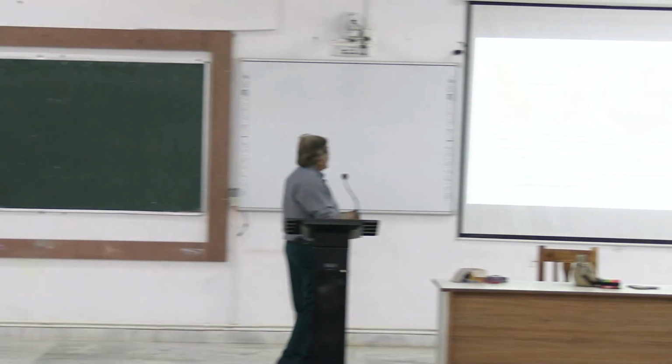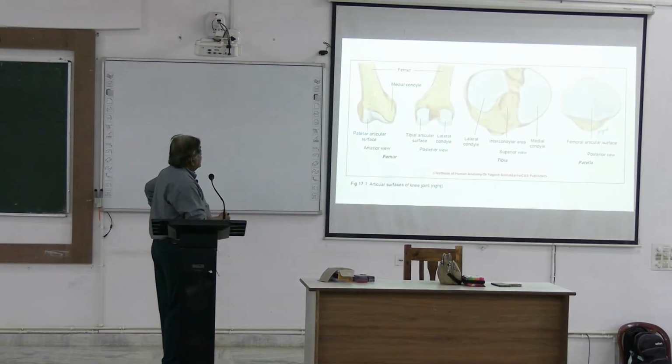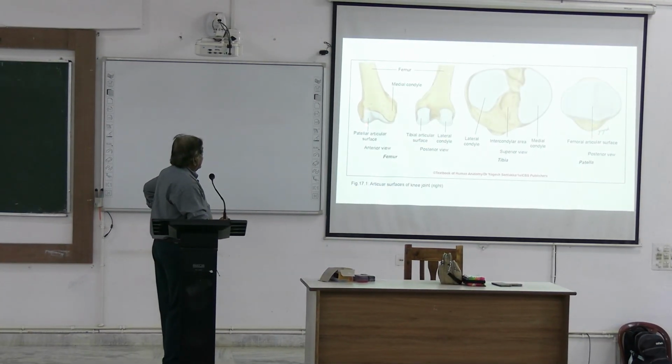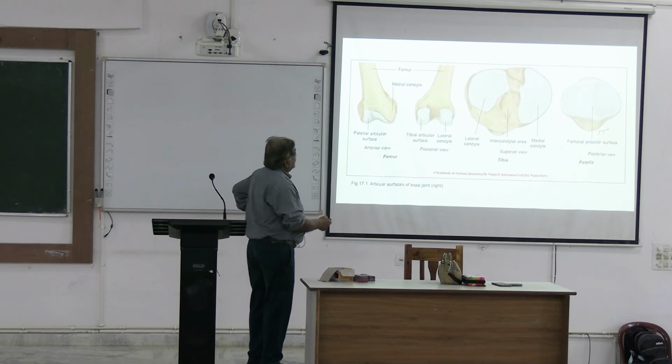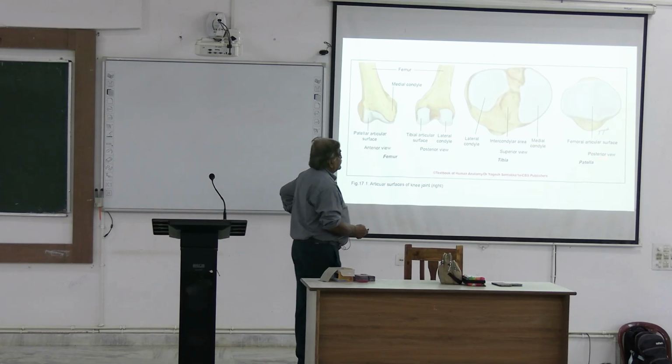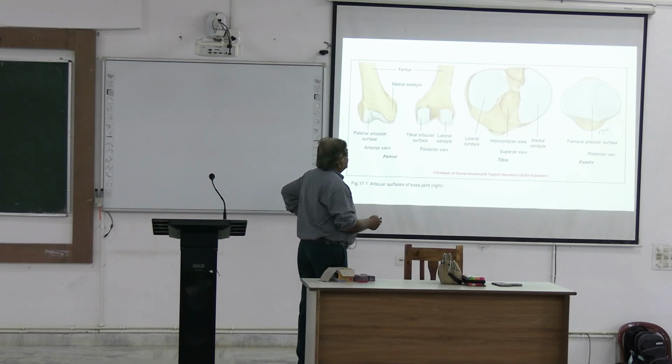See, this is the part. This is the medial condyle, patellar articular surface, tibial articular surface, lateral condyle. Okay, this is the posterior view, and this is the anterior view. Lateral condyle, intercondylar area, medial condyle, superior view, and femoral articular surface, posterior view of patella. This is the femoral in this area.